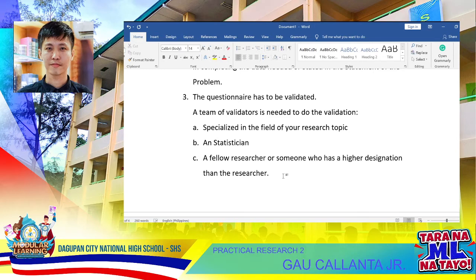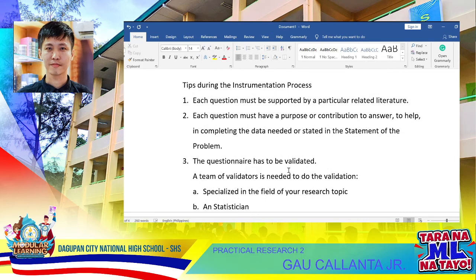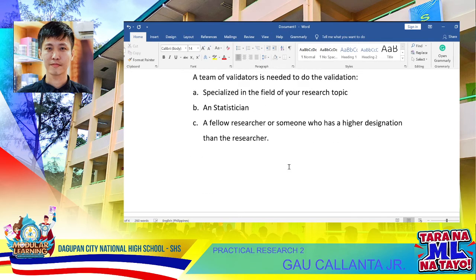After doing such a validation process, of course, you're not going to validate your questionnaire by yourself. That is only an exercise for you to check against that validation tool. A team of experts will have to validate your questionnaire. So these are the three tips or guidelines during the instrumentation process.